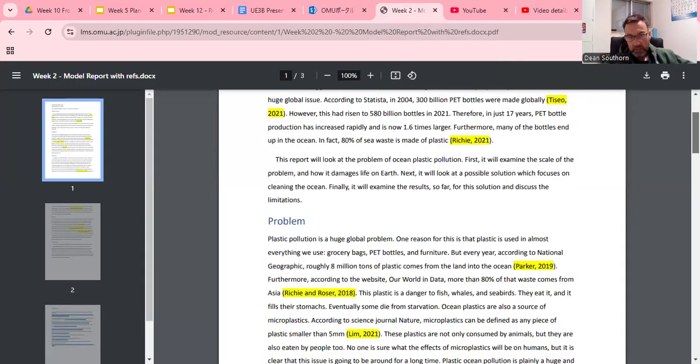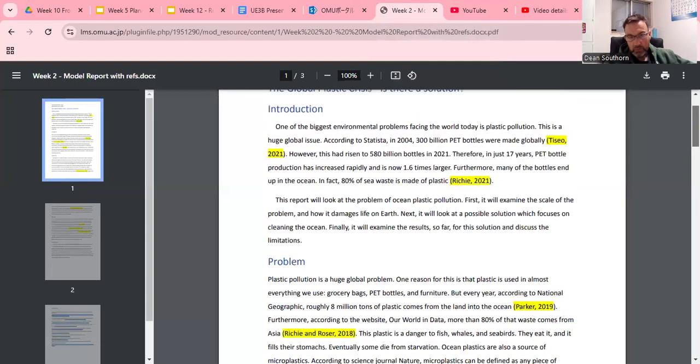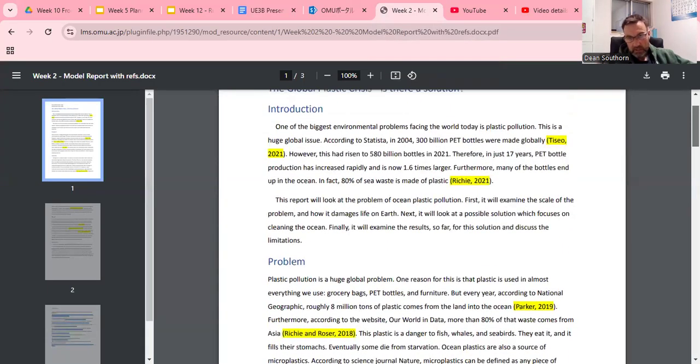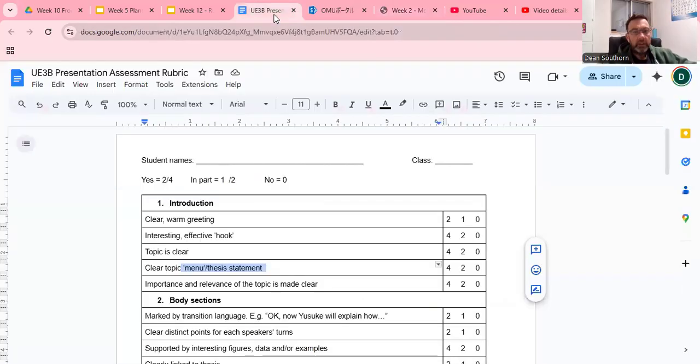So first, I will look at the problem and the cause of the problem. Then I will look at the effects of the problem and explain exactly why it's a problem. And then we will discuss some solutions to the problem. Okay, let's begin. So that is what we call a thesis or a menu of what's coming up next. If you do that, you will get 4 points if it's clear.